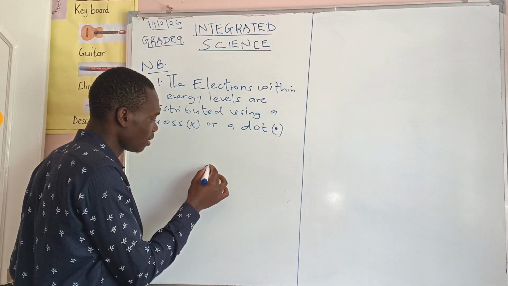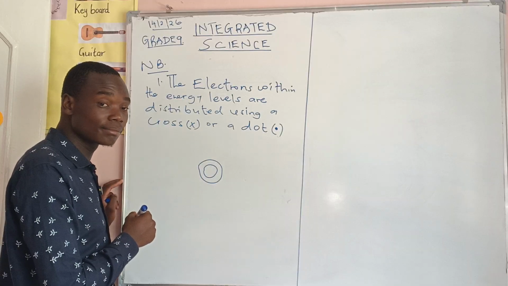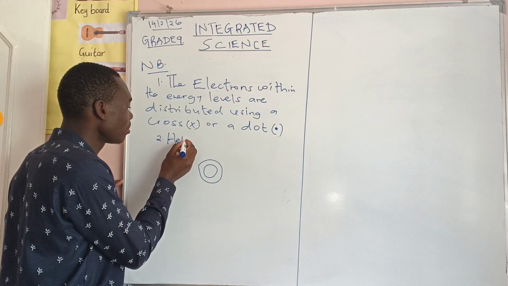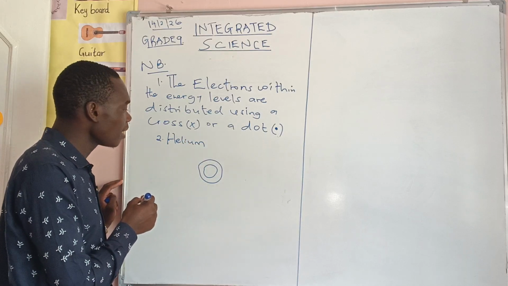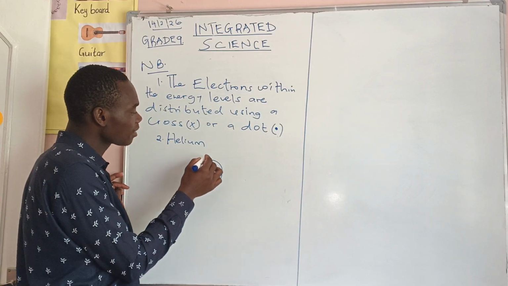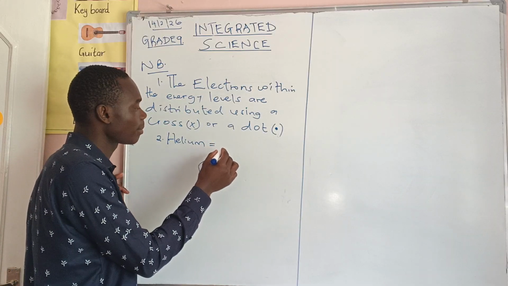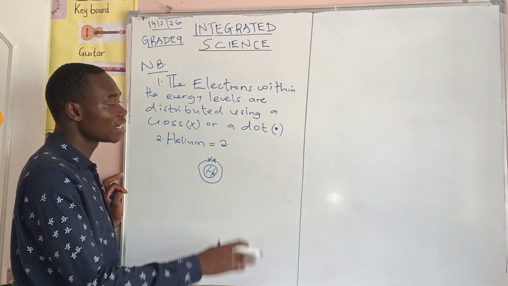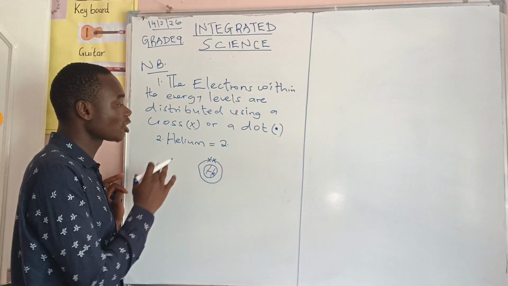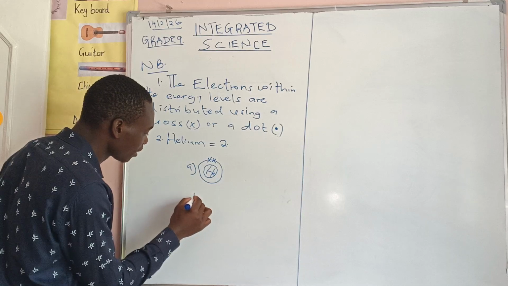Now, for instance, that is the nucleus. If we want to draw the electron configuration diagram of, let's say, number 2, that is helium in the periodic table, we'll put helium here, and then the first energy level must hold a maximum of what? Of 2. And because helium is number 2 in the periodic table with an electron arrangement of 2, it will just remain to be 2.